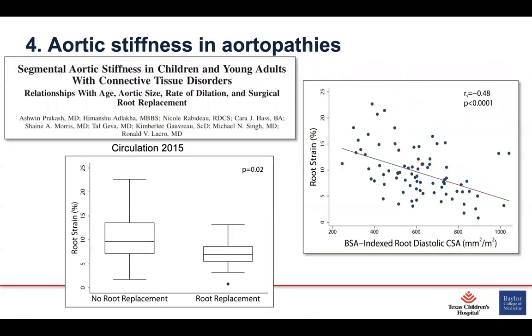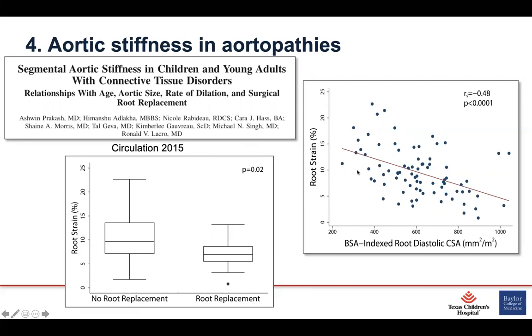Now, what about biomarker number 4, aortic stiffness? Multiple papers have shown, both in connective tissue disorders and without connective tissue disorders, that patients with a more stiff aorta are more likely to dilate faster. I'm using as an example this paper from Circulation in 2015, looking at a young cohort. We're looking at root strain. The higher your strain, the less stiff you are, and the lower your strain, the more stiff. So they show that patients with lower root strain were more likely to have aortic surgery.